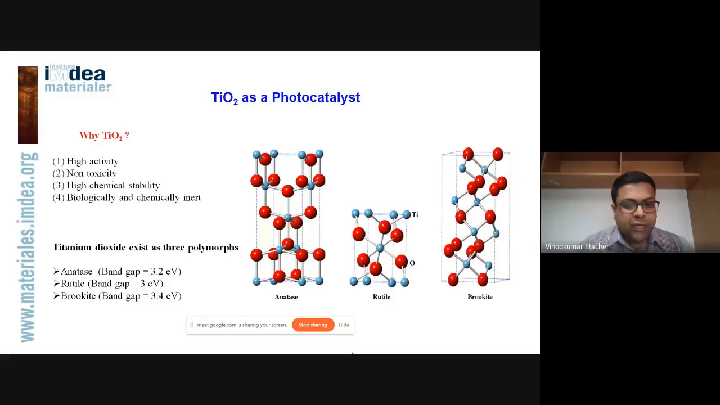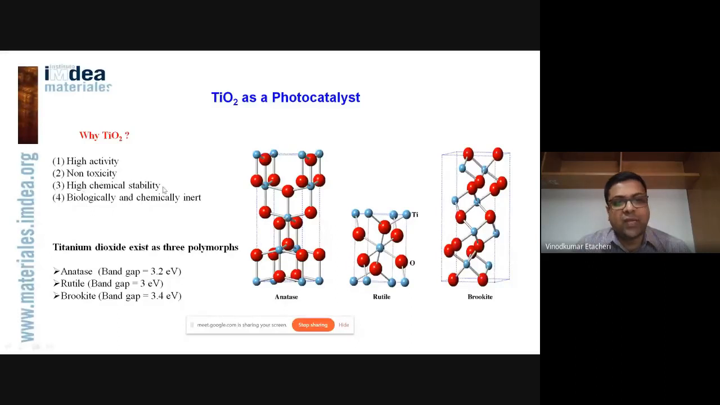So among the different metal oxides, transition metal oxides, titanium dioxide is the most used photocatalyst. And why? So TiO2 has very high photocatalytic activity, and it is non-toxic. So it can be used in various applications, ranging from medicines to solar cells. So it is non-toxic usually.